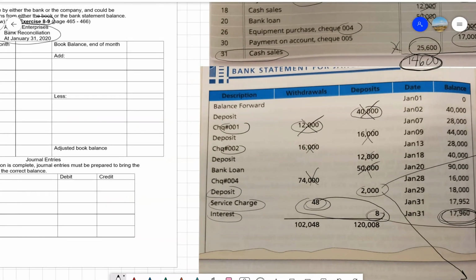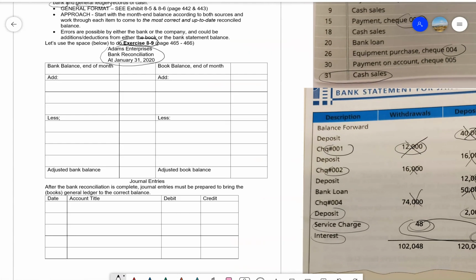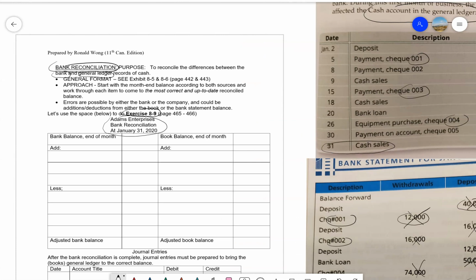Now, this is the bank reconciliation template. In your textbook, on page 442, 443, there are some good examples that you can look at as well. Let's go through this one together, and then you can go to your textbook after this video tutorial and do some extra work on your own.